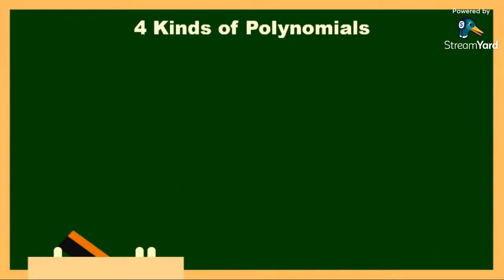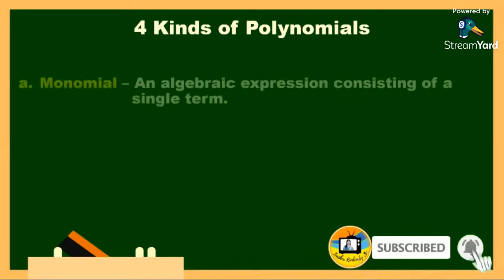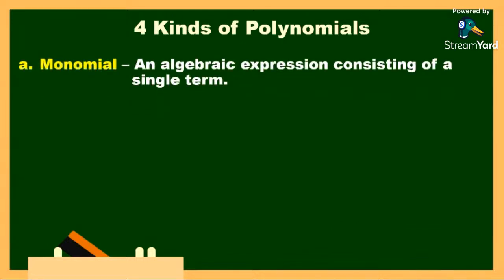We have 4 kinds of polynomials. First is monomial. When we say monomial, it is an algebraic expression consisting of a single term. From the word mono, it means one. So, meron siyang iisang term lang. For example, x squared, 2x, and 5a.